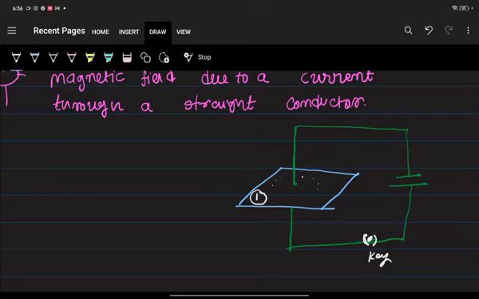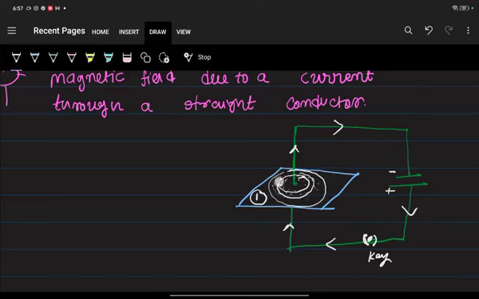Now, when you switch on the key, what happens? Current will flow from positive to negative or negative to positive? Ishan, what is the direction of electric current? Positive to negative. Okay, so it will start flowing through the wire, and we all know that it produces magnetic field, right? So these iron filings will be arranged in this manner, in concentric circles.